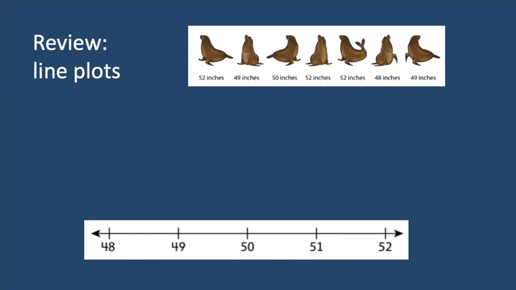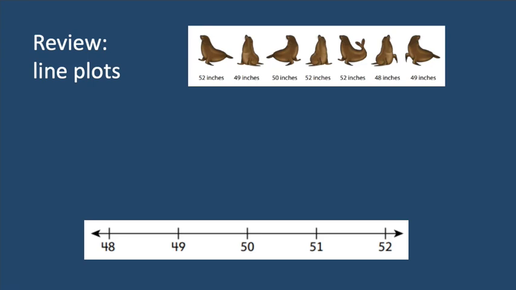One way to organize a set of measurements is to use a line plot. Let's take a look at line plots. Look at the example from our math book. Here, we see the measurements for the length of young sea lions. We can organize and record the measurements on a line plot like this.